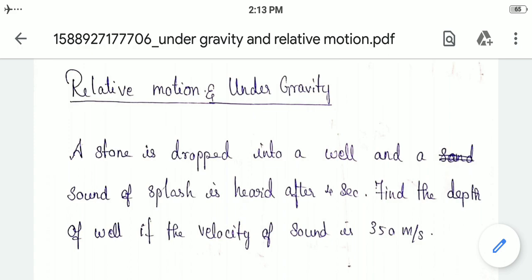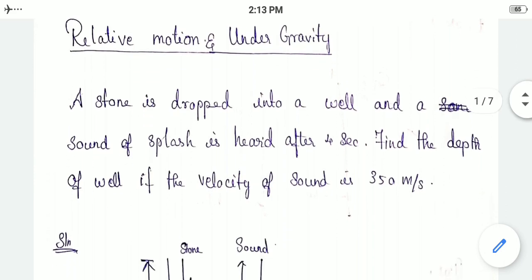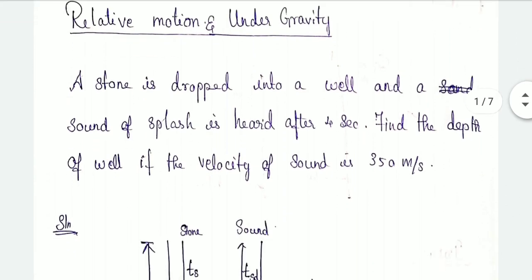First we'll see the under gravity sums. That means when an object is dropped, or when I'm just leaving an object from my hand, how it will reach the ground because of the acceleration due to gravity, or because of the gravitational motion. So that type of sums is called only under gravity. There are sometimes we can throw the object up and it will automatically come down because of the gravitational force.